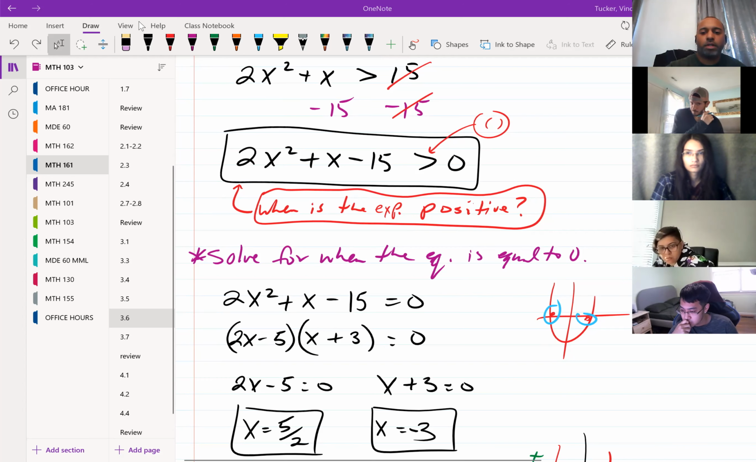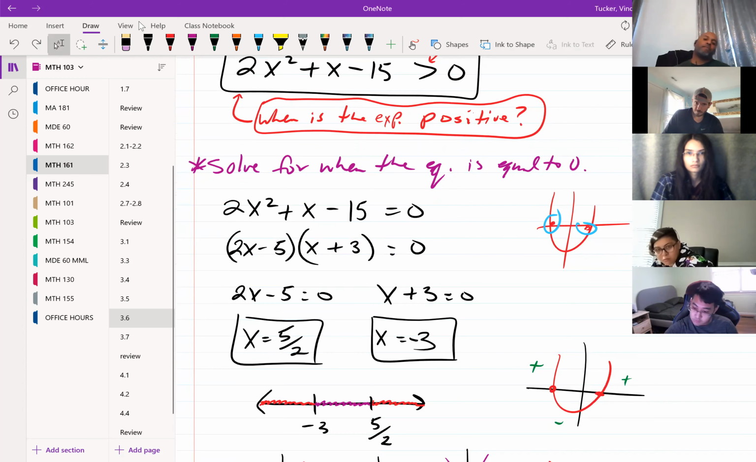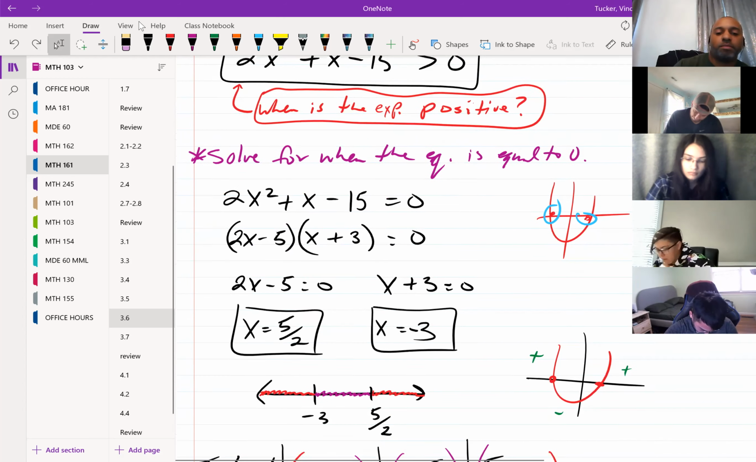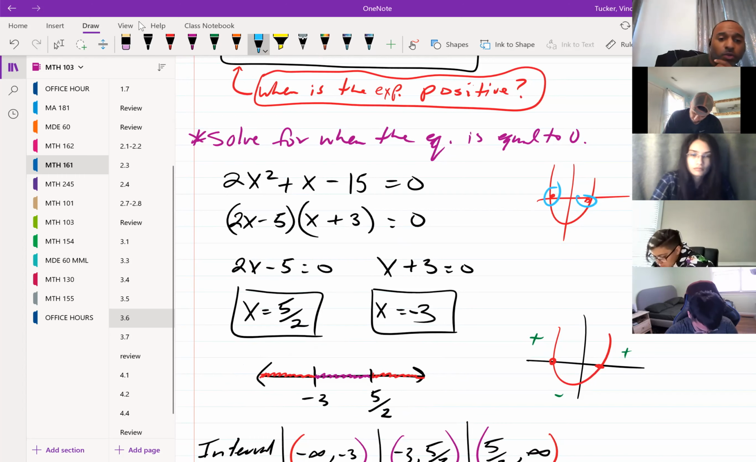All right, scrolling up. So those 2 points help us to set up our intervals. And so just a generic number line showing you how this thing will work. Notice our intervals are going from -infinity to -3, -3 to 5/2, then 5/2 to infinity.